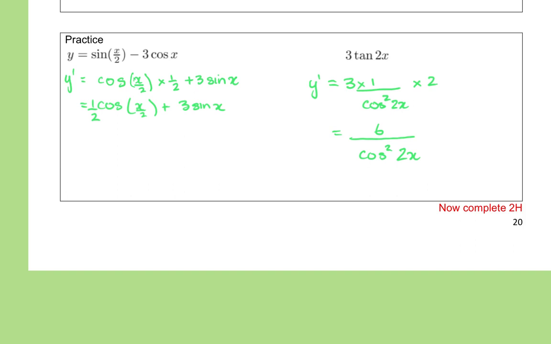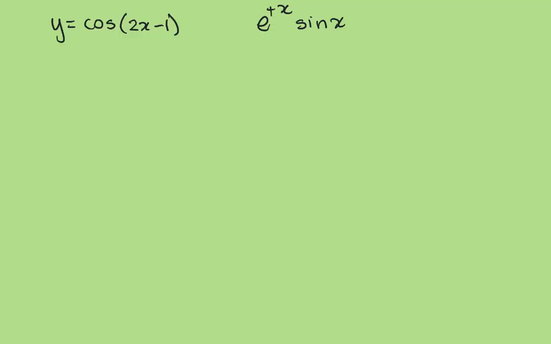Good. So I thought I might do a couple of extra questions because some of these can be a bit tricky with trigonometry. So here's one, cos of 2x minus 1. So we're differentiating cos first of all, which gives you sine. Everything inside the function stays the same. Then we differentiate what's inside the function.